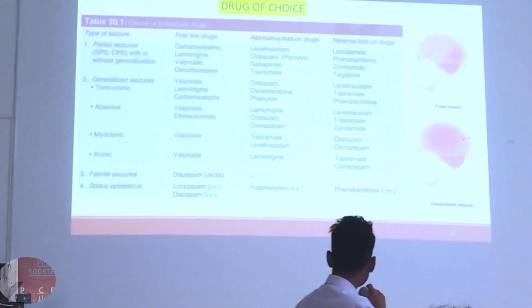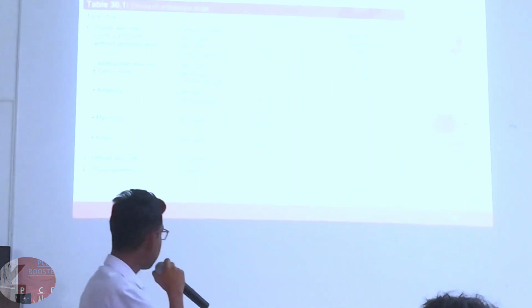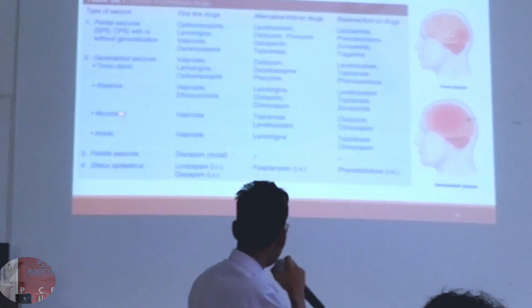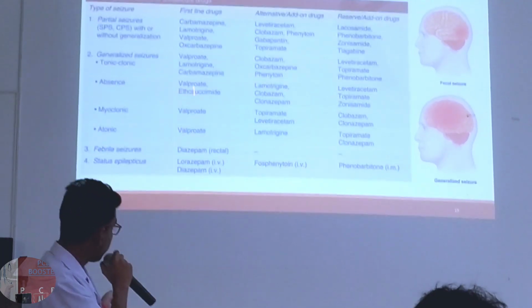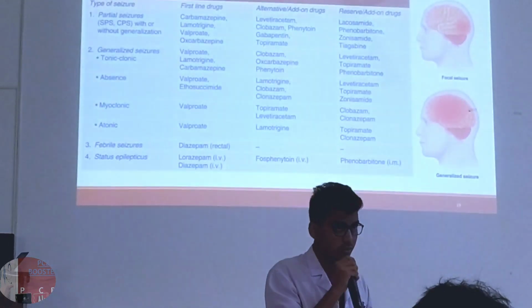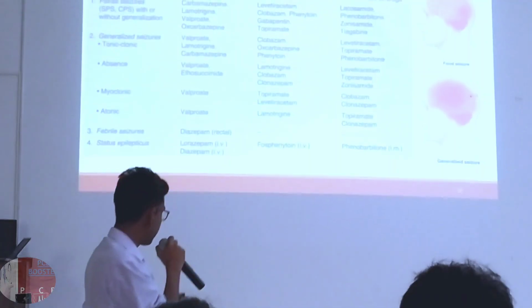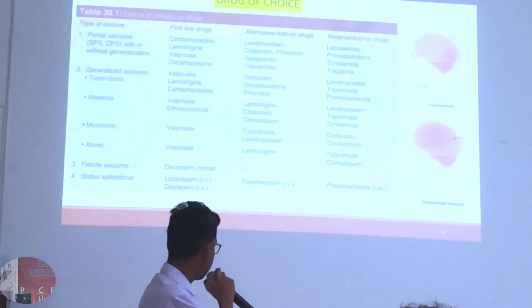Again, for generalized tonic-clonic seizure, valproate or lamotrigine will be the first line drug, and for absence seizure, valproate and ethosuximide. Here we have to consider that previously ethosuximide was used for absence seizure, but nowadays valproate is most commonly used, and for myoclonic seizure, again valproate will be used.